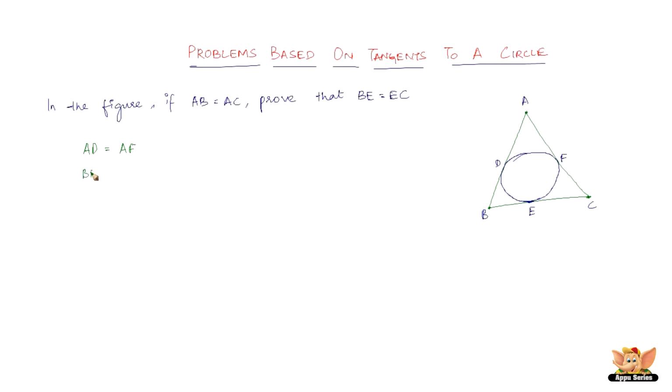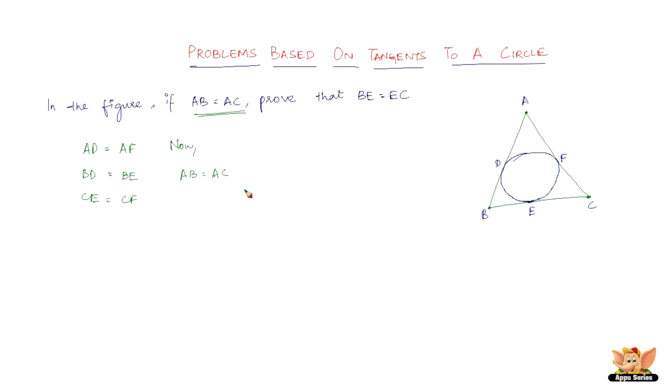And then we've got BD equals BE, tangents from an external point to a circle are equal. And then we've got CE equals CF, again because tangents from an external point to a circle are equal. So these are tangents from A, these are tangents from B, and these are tangents from C. Now, AB equals AC is already given, right? It's the data. So we've got AB equals AC.